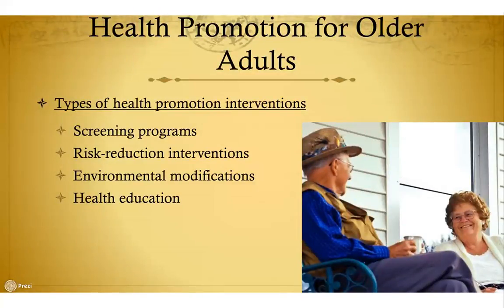Health promotion for older adults can also involve some other health promotion activities or interventions. I mentioned screening programs. We can do a lot of different screening programs, like hypertension screening, cognitive screening, osteoporosis screening. We can do risk reduction interventions, such as exercise programs, environmental modifications, lowering the kitchen cabinets because a person's now in a wheelchair so that they can reach what's in the cupboards. And it could be health education. So we can think of health promotion as being very holistic as well, and that it would cover a great variety of different topics.